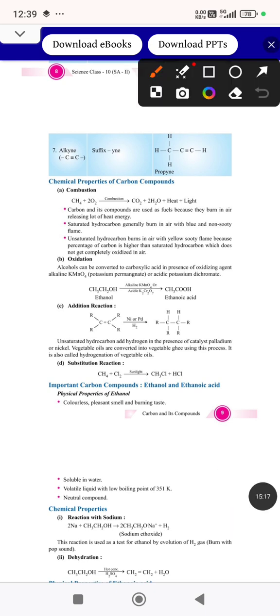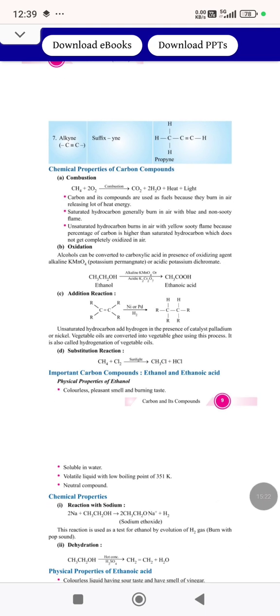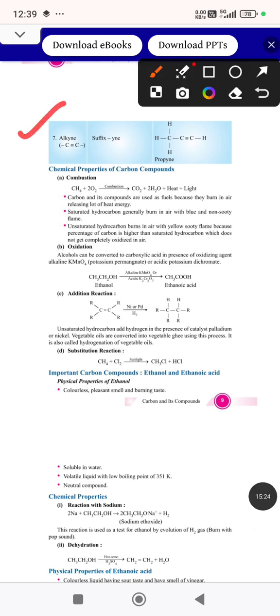Now, what is alkyne? For alkyne, the suffix is yne, and the example is propyne. Chemical reactions of carbon compounds.